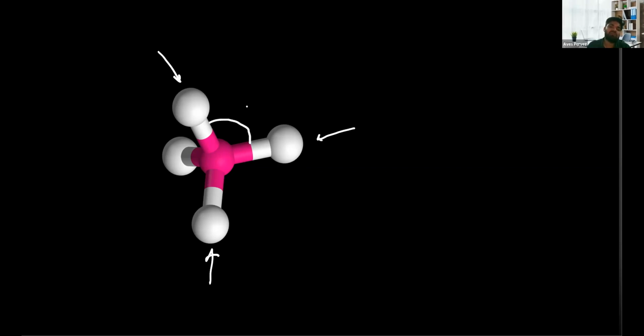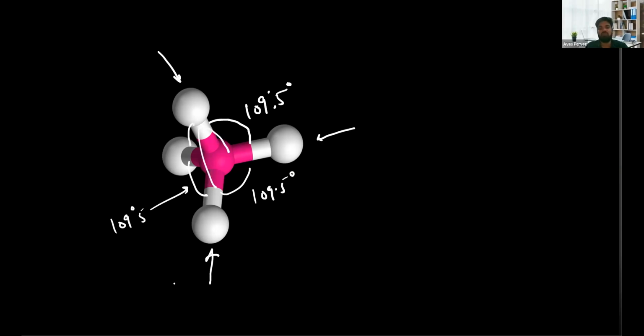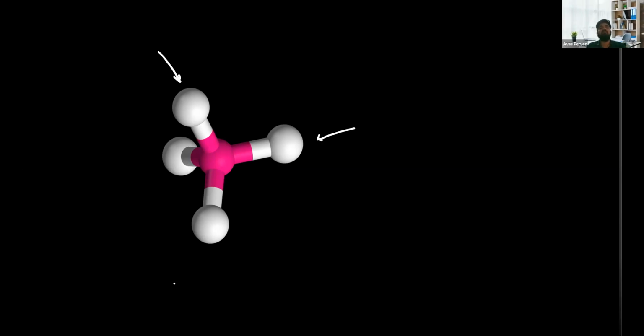The bond angle between this and this is also 109.5 degree. It is also 109.5 degree. Okay, and the bond angle between this and this is also 109.5 degree. And the bond angle between this one and this one is also the same. So every bond between every atom is the same. Every bond angle is the same. So there is an equal distribution of force taking place.